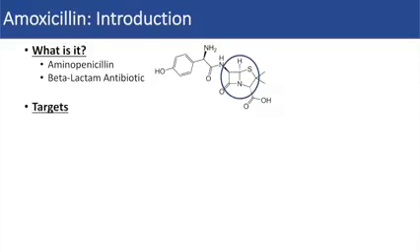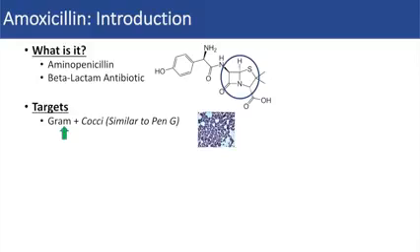Now, what are some of the targets of amoxicillin? Well, some of the targets of amoxicillin include the gram-positive cocci, which is similar to penicillin G. Penicillin G is also a beta-lactam antibiotic. But amoxicillin has increased effectiveness against enterococci, as opposed to Pen G.